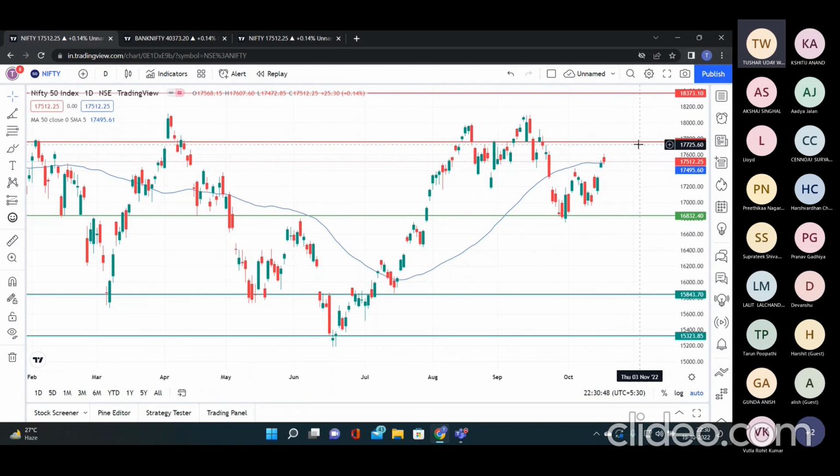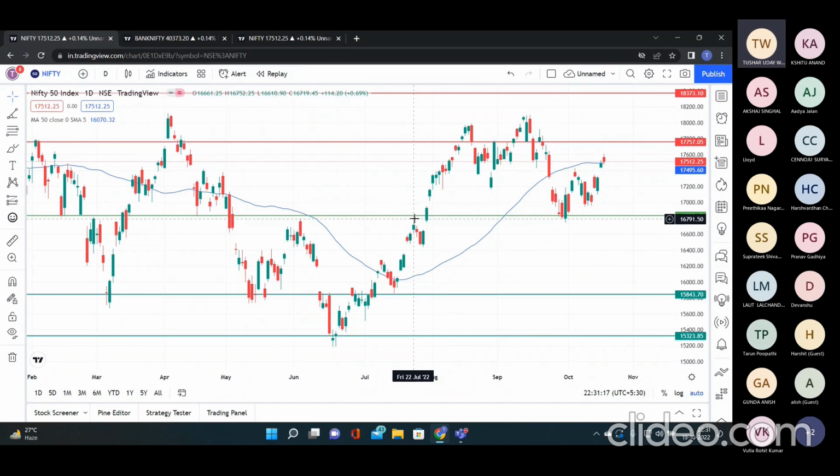So the next resistance will be around 17,757. And once it breaks this level, we can see a further movement till 18,000. 18,000 is a psychological level, but the next resistance is mainly 18,300. But the price should first break 18,000 in the short term to see a bullish momentum in the market. Otherwise, we can see retracement back to these levels.